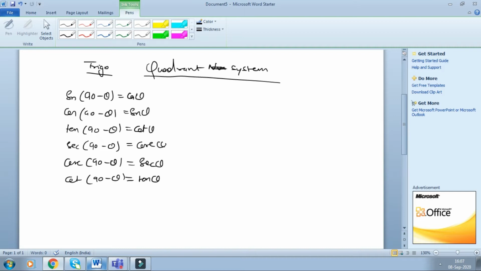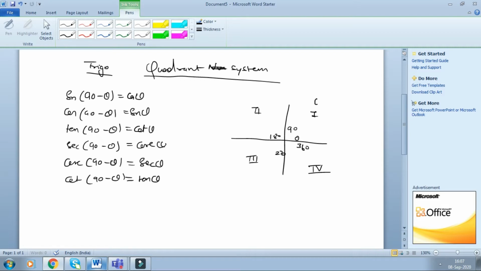In the 11th class, first of all, you have to learn what a quadrant is. Quadrant is like this. This is your first quadrant, this is the second quadrant, this is the third quadrant, and this one is the fourth quadrant. The first quadrant ranges from 0 to 90, the second is 90 to 180, then 180 to 270, and then 270 to 360 back. So this is how the quadrant is described.